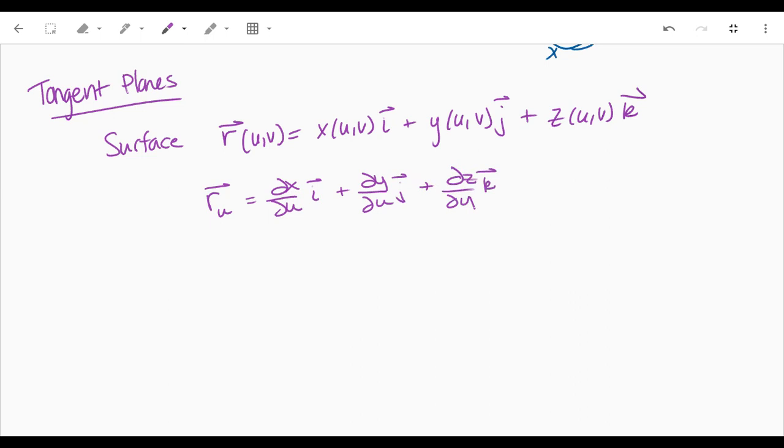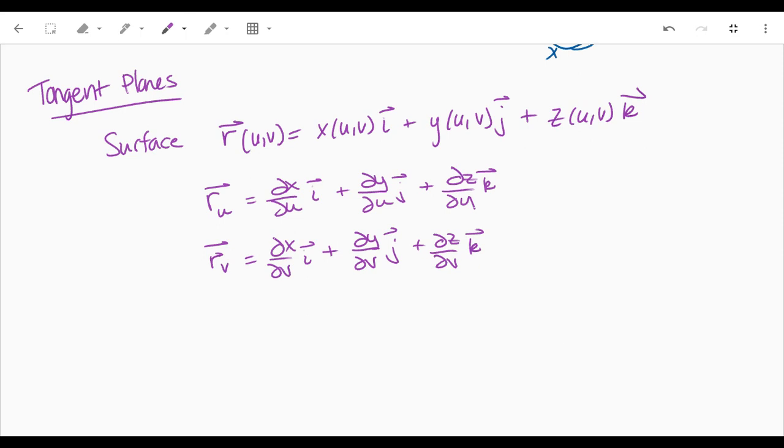Okay, and then you can probably guess we could take our partial in v, which would describe how, as v changes, x, y, and z change. So dx/dv, dy/dv, and dz/dv. Okay, almost like a gradient, right? Where it tells you how we're changing in those parameters.